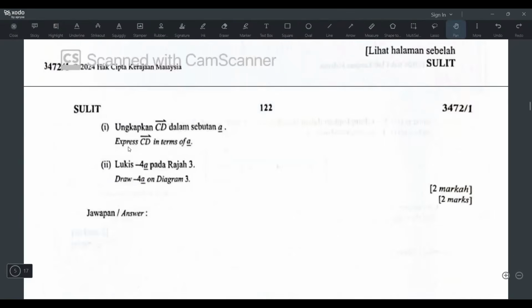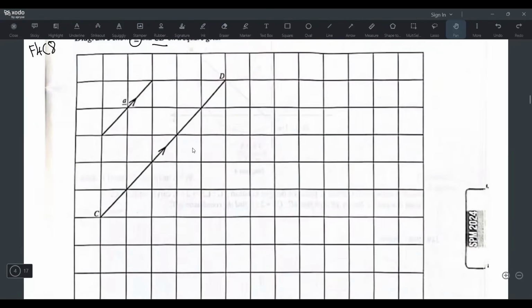And then number 1 says express CD in terms of A. So yeah, confirm they're parallel. You know why suddenly I'm so confident? Because they say express CD in terms of A. It means your vector CD will be something A, like a number and then A. And that something will be how many times you have to do the A lah. So it actually reveals that they are both parallel already.